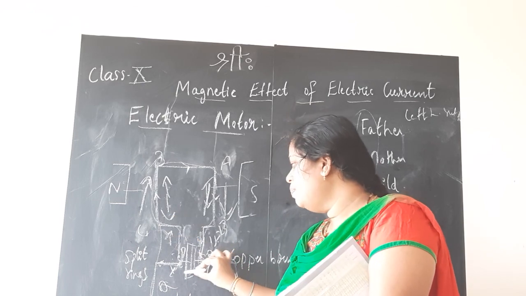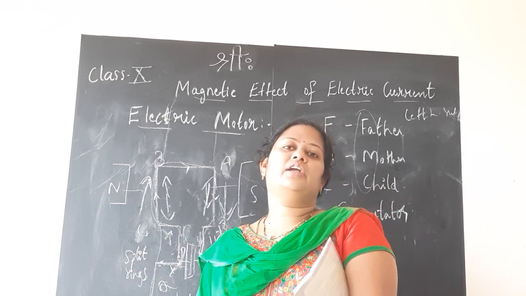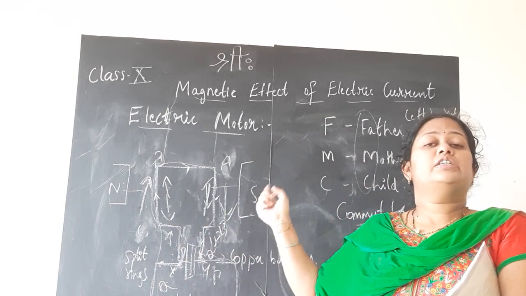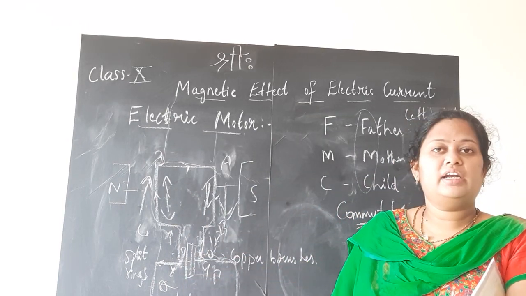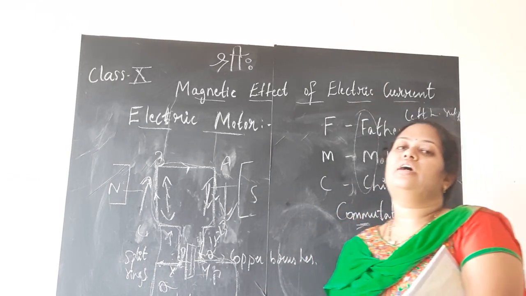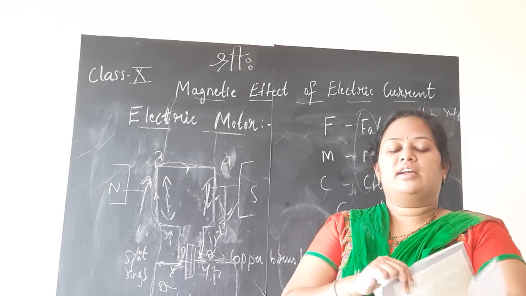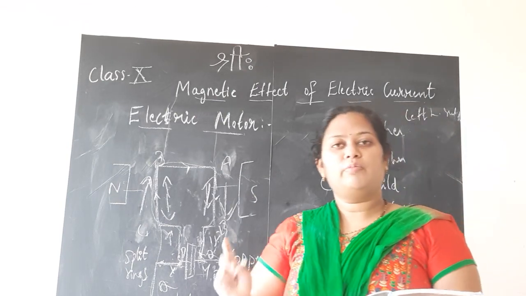So what is helping in the direction of reverse of current? Split ring is helping it. So in the electric motor, split rings act as the commutator. What is a commutator? A commutator is a device which is used to reverse the direction of flow of the current. So split rings act as the commutator.